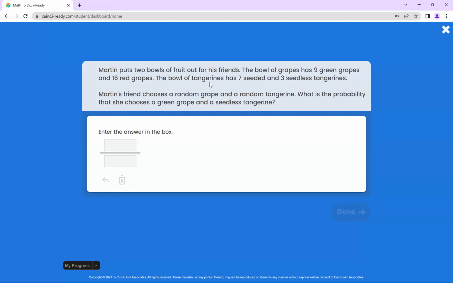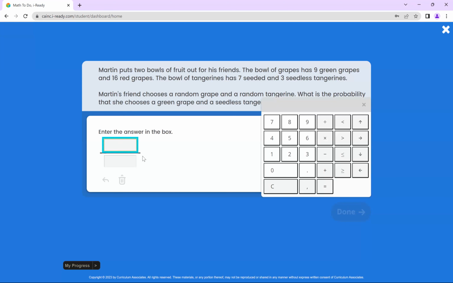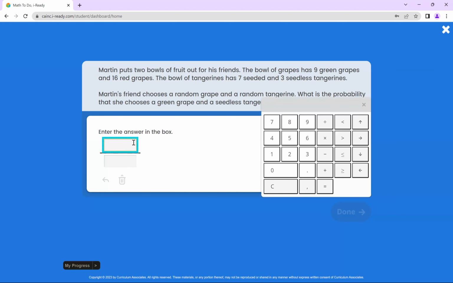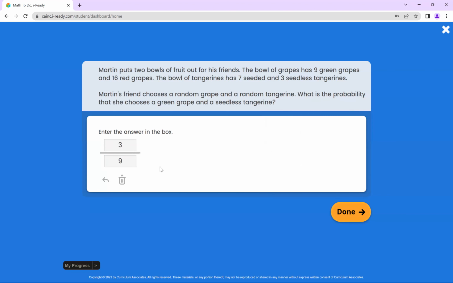So basically they're asking what's the probability of getting green grapes and seedless tangerines. That's like 9 out of 3 chance. Basically, first of all, the number on the top has to be smaller than the number on the bottom. Correction, 3 out of 9. You would want to reduce the fraction. You wouldn't want to leave it as 3 out of 9. That can obviously be reduced to 1/3. So let's go with a 1/3 chance.